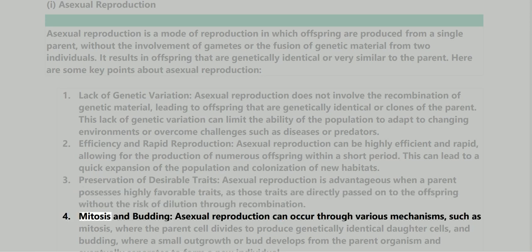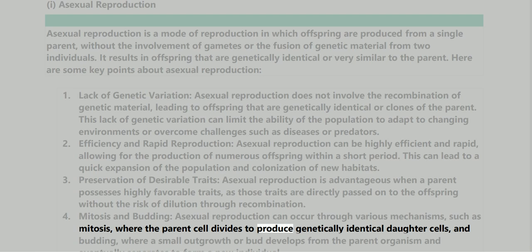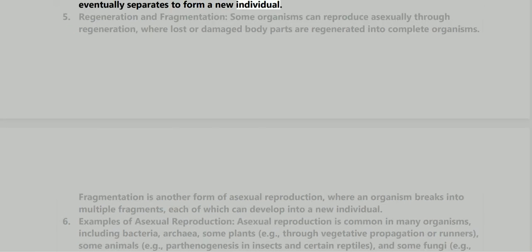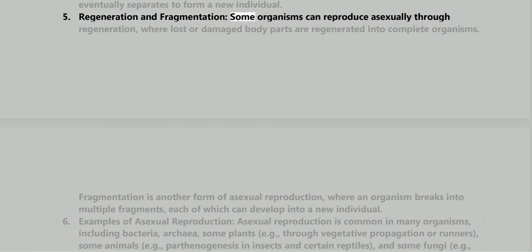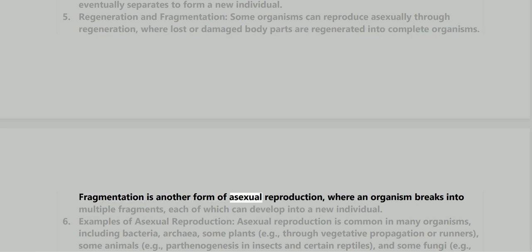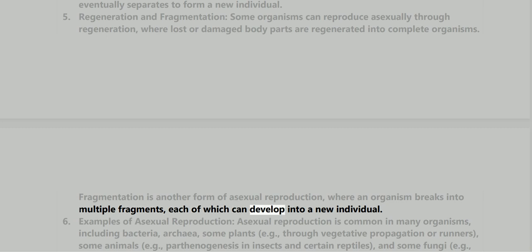4. Mitosis and budding. Asexual reproduction can occur through various mechanisms, such as mitosis, where the parent cell divides to produce genetically identical daughter cells, and budding, where a small outgrowth or bud develops from the parent organism and eventually separates to form a new individual. 5. Regeneration and fragmentation. Some organisms can reproduce asexually through regeneration, where lost or damaged body parts are regenerated into complete organisms. Fragmentation is another form of asexual reproduction, where an organism breaks into multiple fragments, each of which can develop into a new individual.